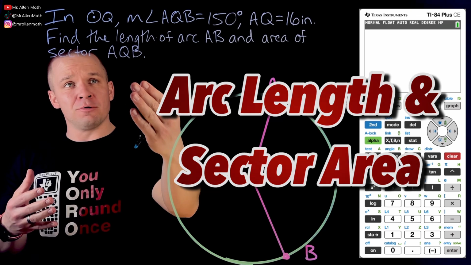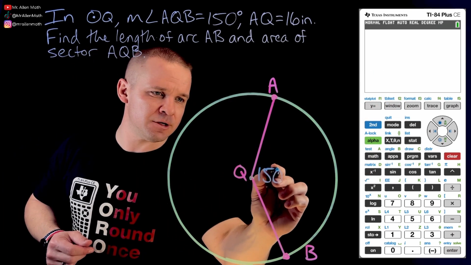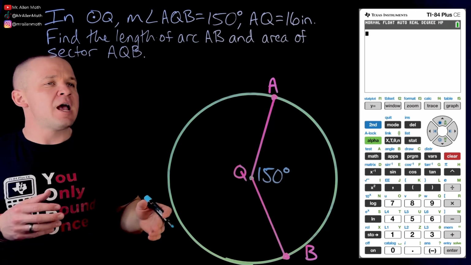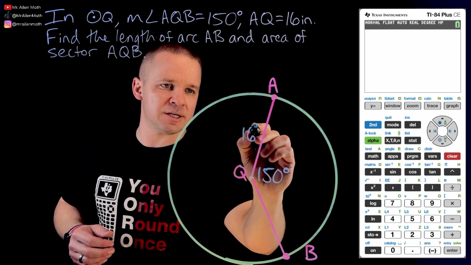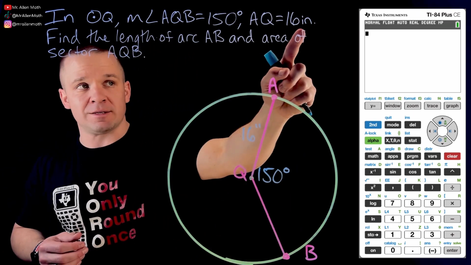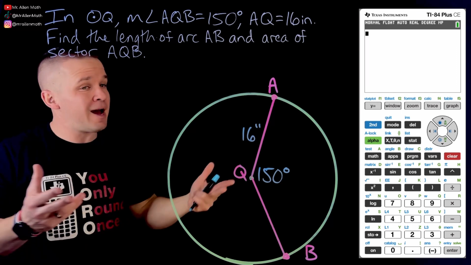We got circle Q. The measure of angle AQB, which is the central angle here, is 150 degrees. I'll go ahead and label that. And we have AQ equals 16. So that is my radius, 16 inches. That's the IN for inches, and you can also do the two tick marks for inches. For those of you that didn't know, not everybody knows that.